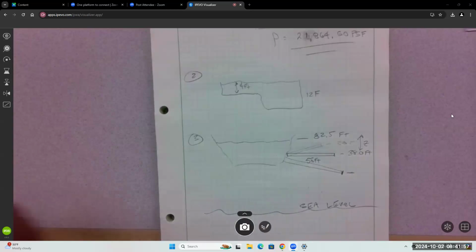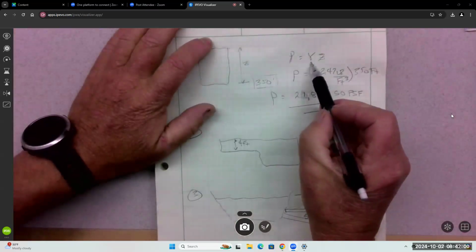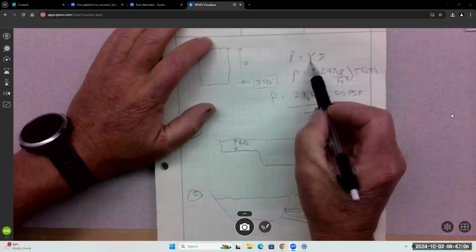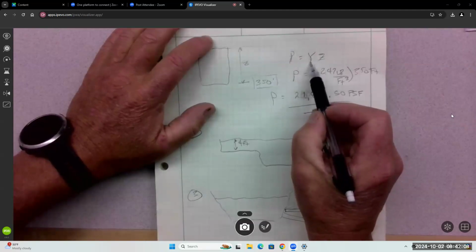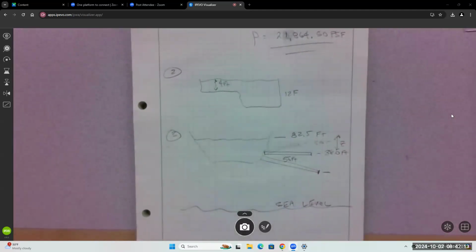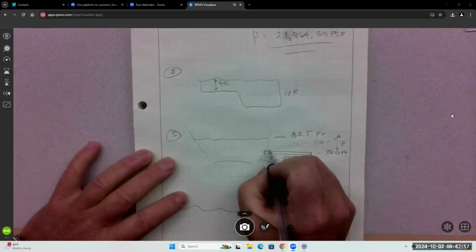So pressure is, again, gamma, the Greek symbol for specific weight, times Z. So all you have to do is find that. It doesn't matter that the water travels. The pipe could even look like this.